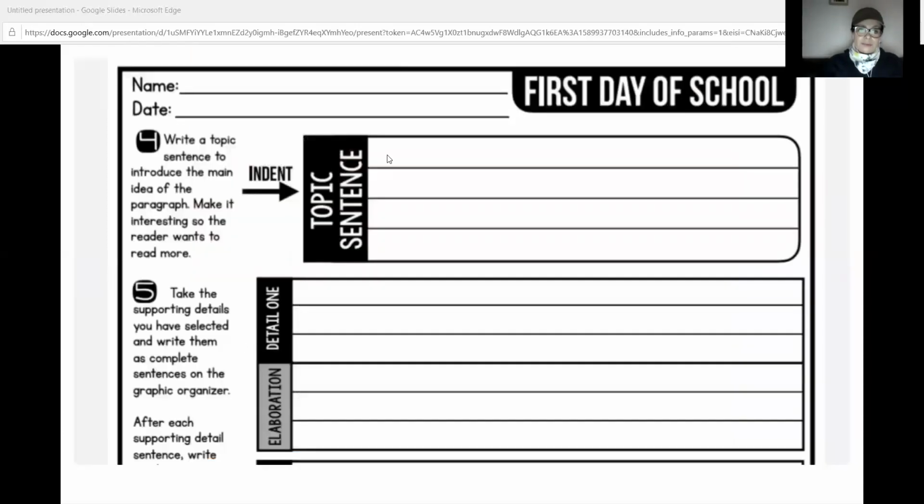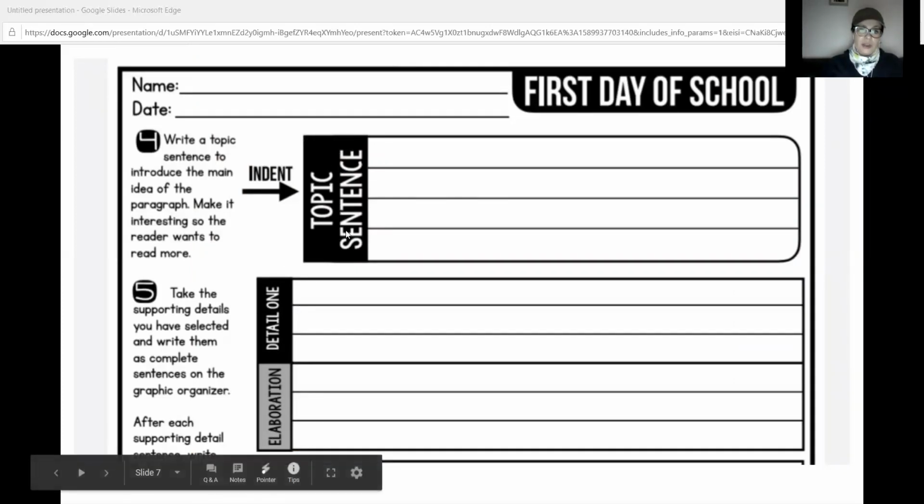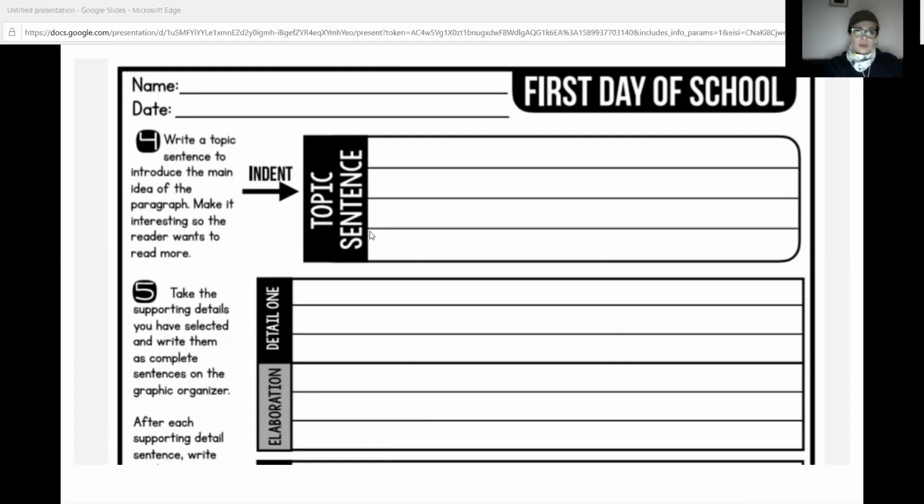The next page, at the top it says topic sentence, detail, and elaboration. So to begin with, for the topic sentence, it's going to be the first sentence of your paragraph, and you are going to say your topic. You're going to use a complete sentence. Over here, it reminds you that you should make it interesting, make it something that people want to read. You need to explain to the people what you are talking about.